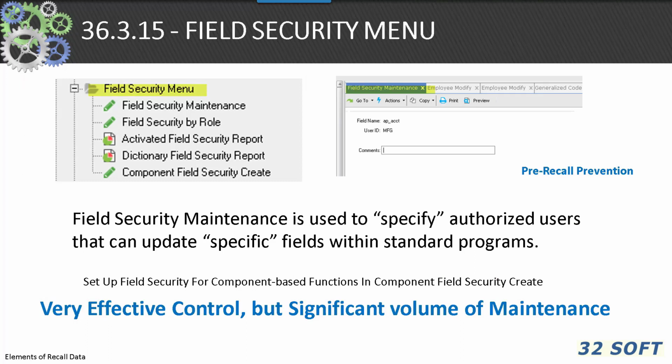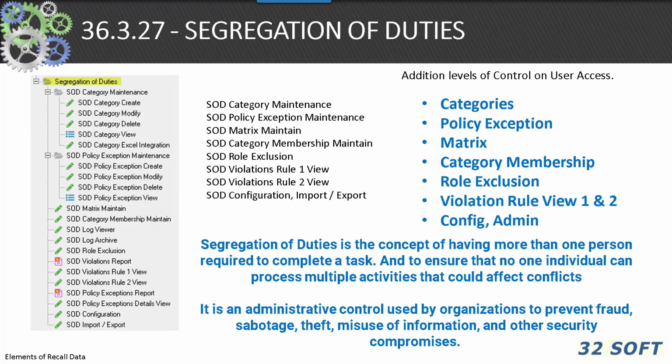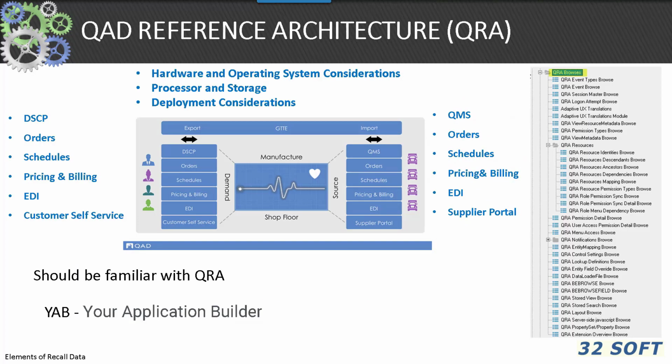The 36.3.15 field security. This is a great way. It defines authorized users that can update specific fields within the standard programs. This allows very tight control, but also requires significant volume of maintenance, but the auditors love it. Segregation of duty. And this is another additional level of control. SOD is a concept of separating incompatible duties. For example, you don't want a buyer processing AP transactions. I remember implementing this. It took me about 3 months to get it running correctly, but the auditors love it.